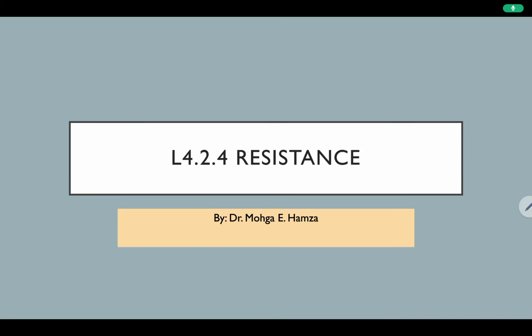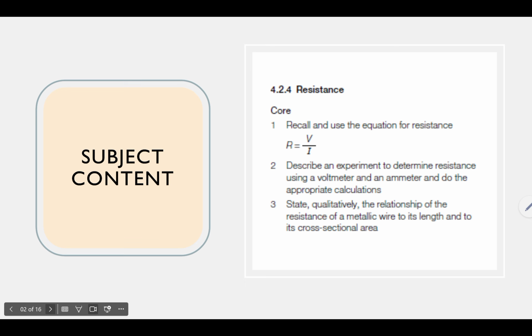Beginning the lesson of resistance. In this lesson, we're going to understand the equation of resistance in relevance to voltage and current, know an experiment to determine the resistance using a voltmeter and an ammeter, and state qualitatively the relationship of resistance of a metallic wire to its length and cross-sectional area. Let's start.